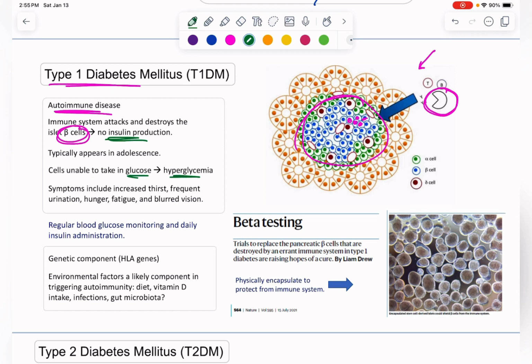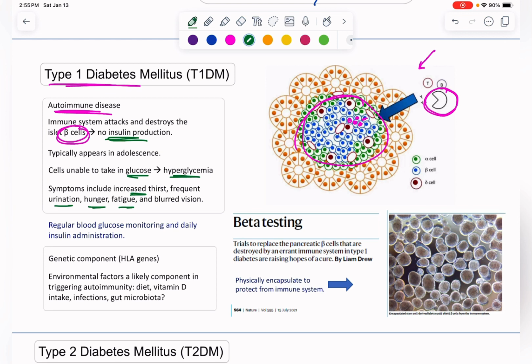And symptoms can be similar between type 1 and type 2 diabetes: increased thirst, frequent urination, hunger, fatigue, and we'll talk about specifically what's causing those to happen.